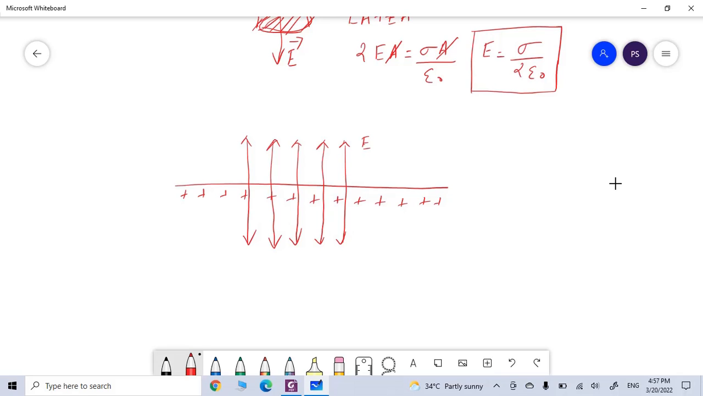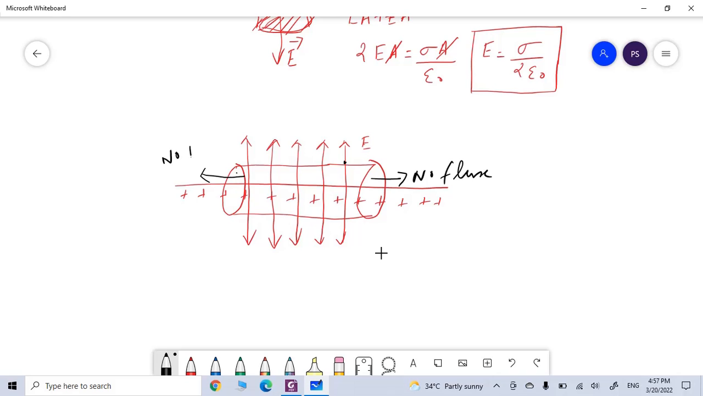Now let's choose our Gaussian surface. So once again, the Gaussian surface is going to be cylindrical. It's going to be like this. So this is going to be our Gaussian surface. Now here, the electric field and the area vector, they are parallel to each other, you can see. However, there is no electric flux coming out at the ends.